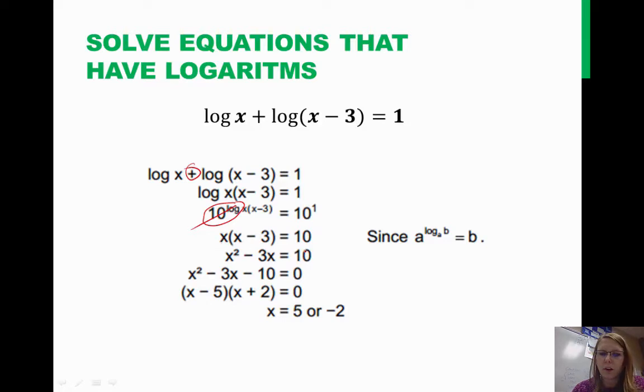Then, after I multiply it out, I can bring 10 to the other side of the equation. So I have x squared minus 3x minus 10 equals 0. And then you can factor this, or you can use the quadratic formula as well. So we have an answer here of 5 or -2.